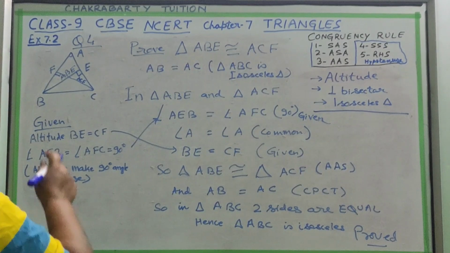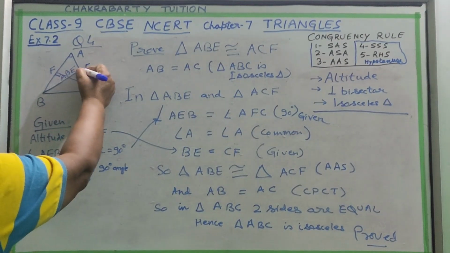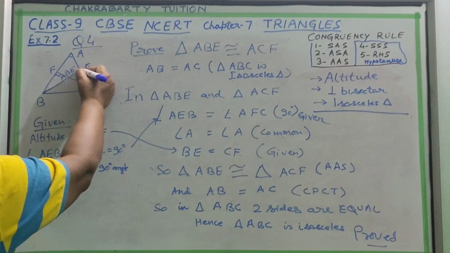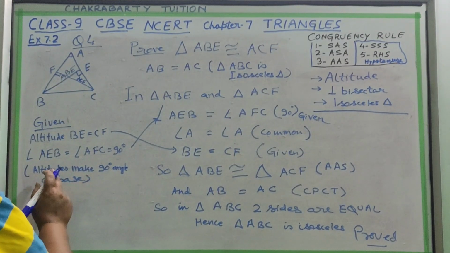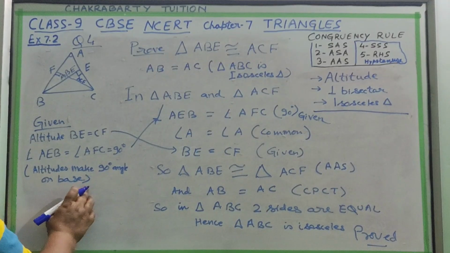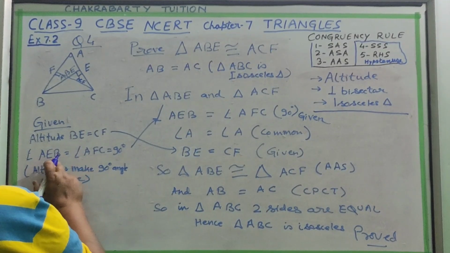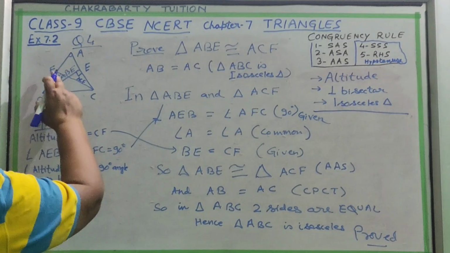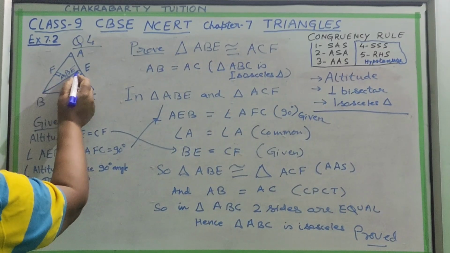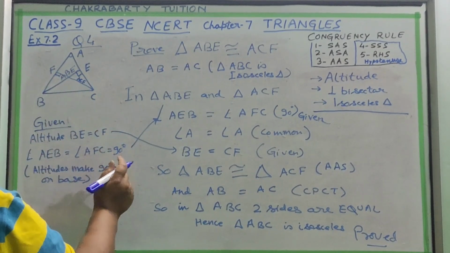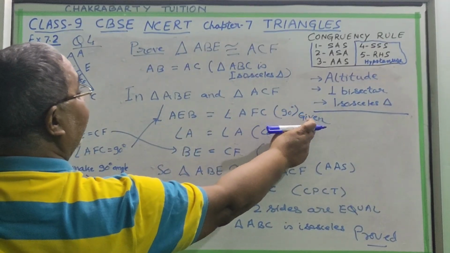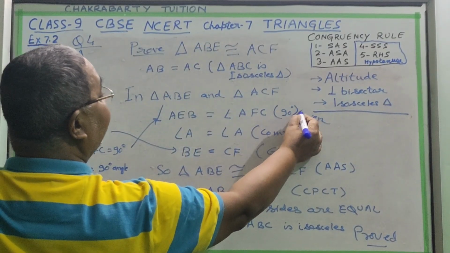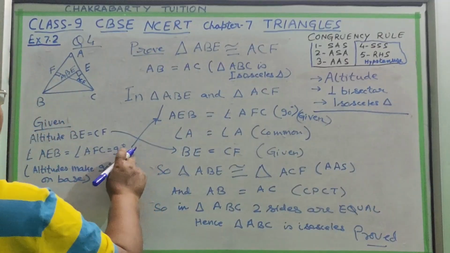When an altitude touches the base, it makes a 90 degree angle. So altitudes make a 90 degree angle on the baseline. It means AEB and AFC, both altitudes are making the angle. These angles will be 90 degrees. That we have used, and we will write it in given. Okay, it is equal, given. So this also we will use.